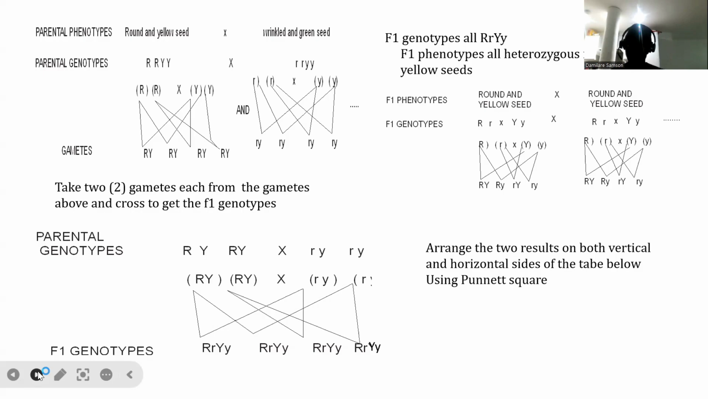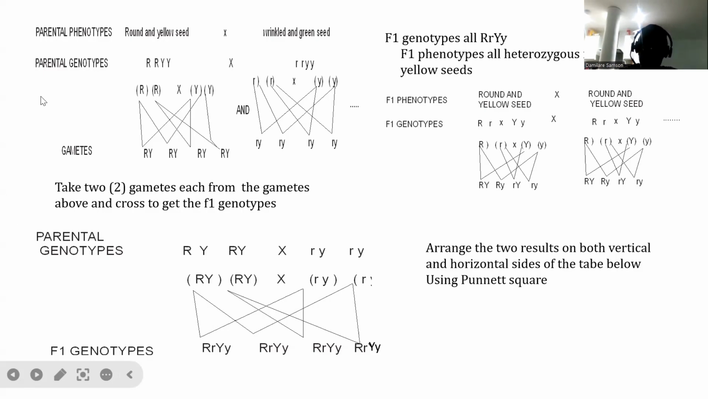The shape now: round seed always has yellow color seed. And you now notice that the ones that are wrinkled, they are not round, they are different, they have green seed. So which means these are two characteristics for two different plants, two different species, but the same plant, which is still pea plant.